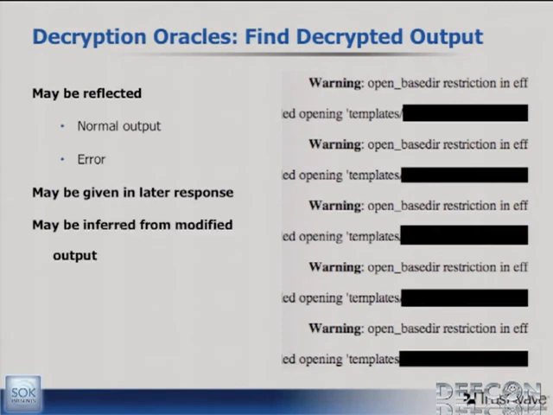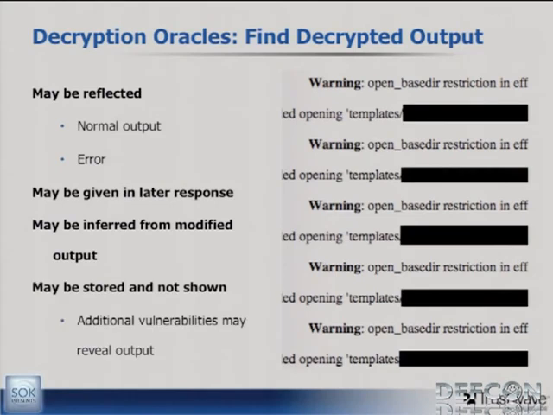It might be inferred from modified output. So maybe based on what the plain text is, you are getting different things. It might be stored and not shown. Encrypted data is often written to files or into databases. One example of where you might find an encryption oracle is through the use of an SQL injection flaw. If you find an SQL injection flaw, you can find some piece of data that's encrypted in the database, and then as long as you can add data or change data, let's say that passwords are being encrypted in the database, then you can change your password repeatedly and use the SQL injection flaw to look at what your password has become every time you change it.